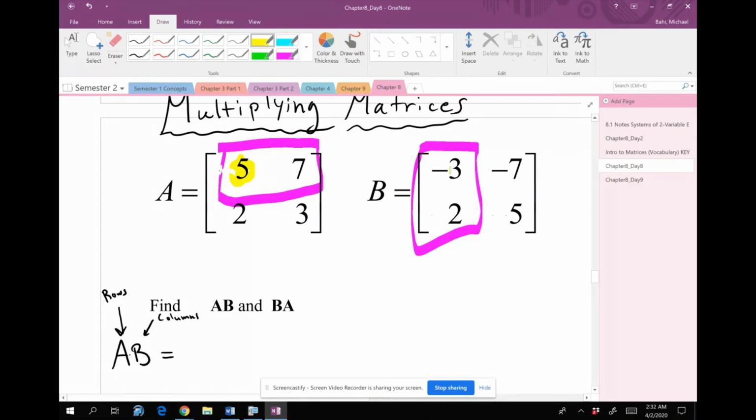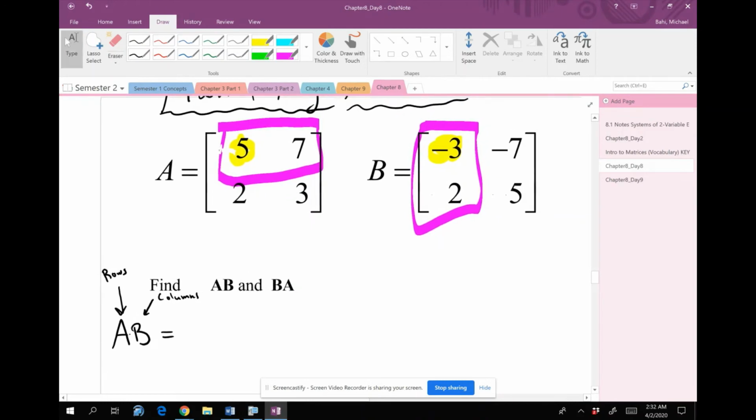What's the first number of the first column in B? That's -3. So I'm going to multiply 5 and -3.